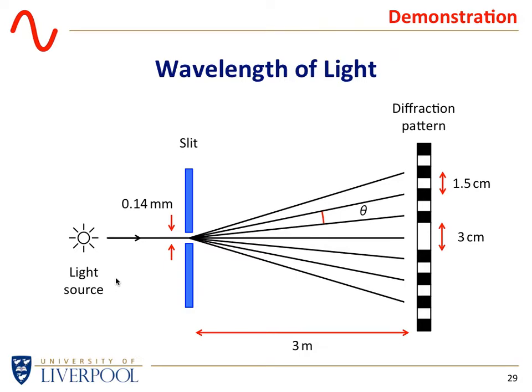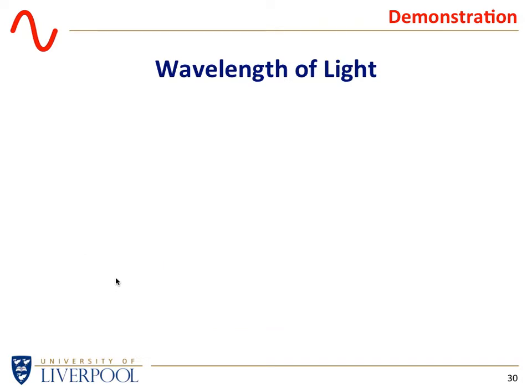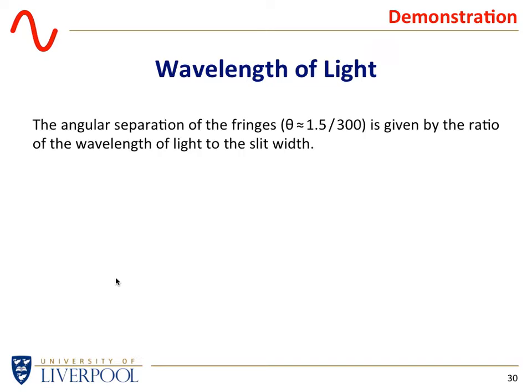So the angle is given by 1.5 divided by 300 centimeters. 3 meters is 300 centimeters. So now we know that angle, and that angle is related to the wavelength of light. So let me just show you that.